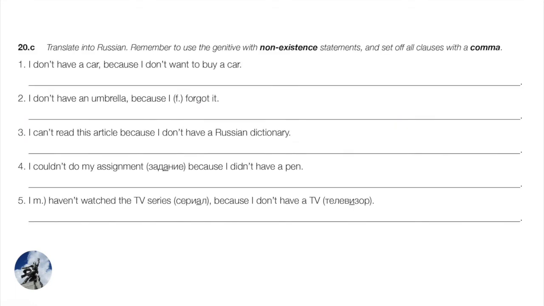Okay, so let's do an exercise, just practicing some because clauses. Number one, I don't have a car because I don't want to buy a car. Now let's watch out for these non-existence or non-possession constructions. There's no car would be нет машины. We need нет plus the genitive. Нет машины. У меня нет машины, потому что, comma, потому что I don't want to buy a car.